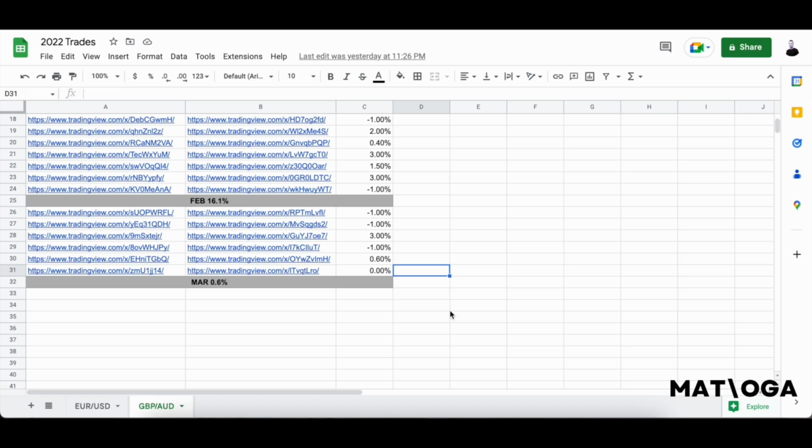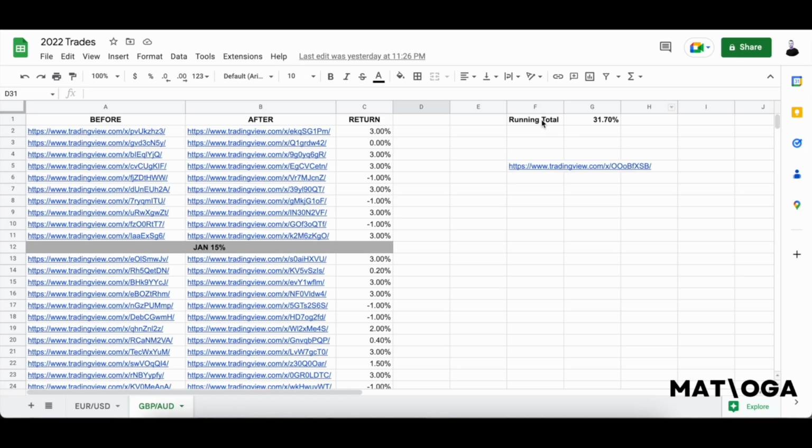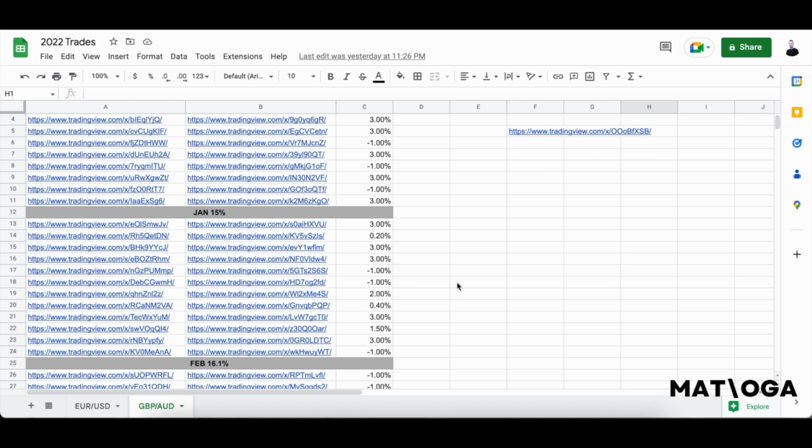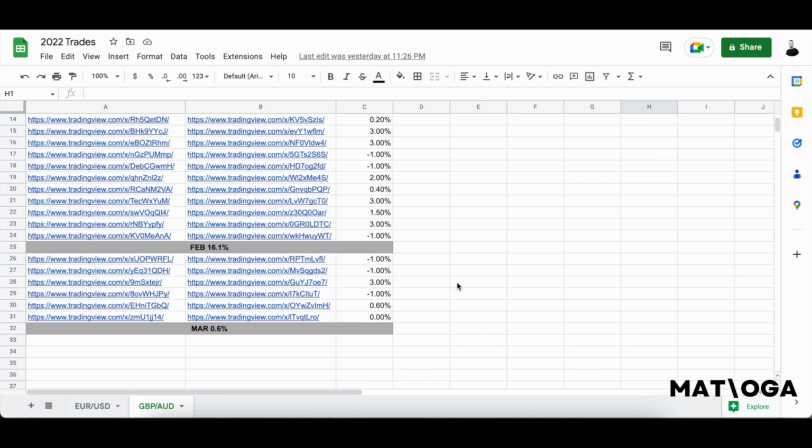That's the process. When you look at the big picture, you're running 31.7% in total from the very first day of the year till the end of March, which is amazing. But if you look just at March alone, it's nothing spectacular.